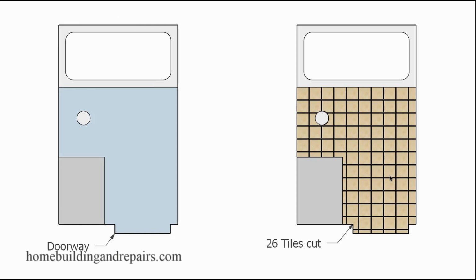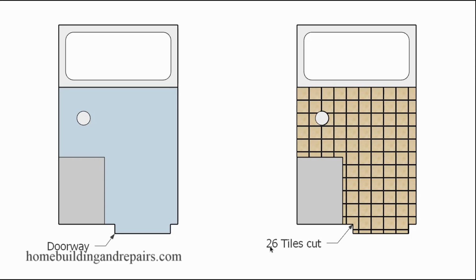In our first example of the tile layout, we are going to start with a full tile in this corner here, and then go all the way across, and keep everything in proportion. We are going to end up with some smaller pieces, but these pieces, if you remember, are going to be underneath the toe kick area of the cabinet. So this is an awesome place to have small pieces of tile. You're not going to really be able to see it. They're not going to be as visible as they would be over here or over here.